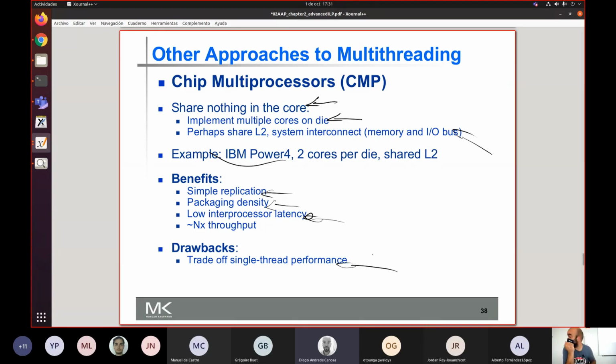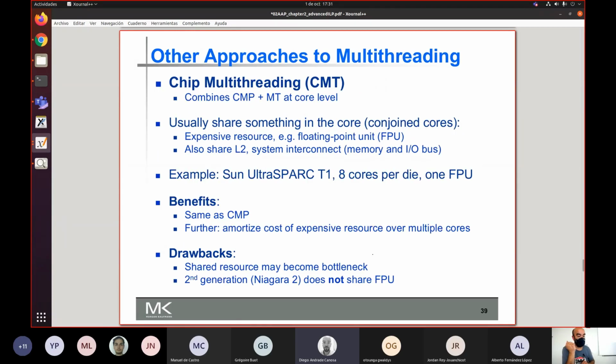An evolution of this idea is that you are going to have a CMP, but with multi-threading added at the core level. Okay, so when you have several threads at the same level, the idea is that they are going to share expensive resources, like I mentioned before, the floating point unit. The floating point unit is something that is very costly in terms of the amount of transistors or area that is required for the implementation, and it's something that you can share inside a core. Also, they can share the level 2 cache.